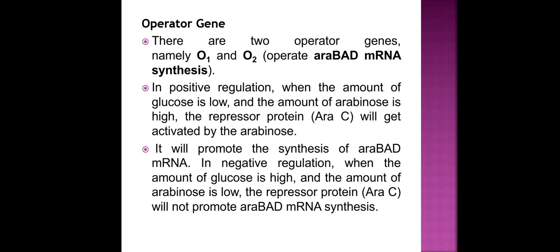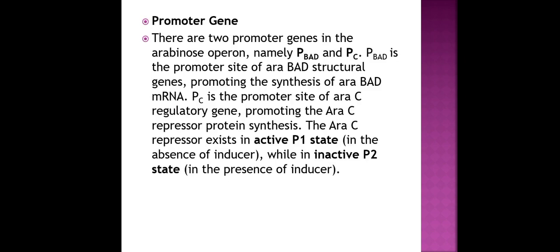And in the negative regulation, whenever the amount of glucose is high and the amount of arabinose is low, the repressor protein araC is responsible for repressing the arabinose operon synthesis. This means majorly this araC protein is responsible for both the positive and the negative regulation of the arabinose operon. In the presence of arabinose, this araC protein acts as an activator protein, and in the absence of arabinose it will act as a repressor protein.